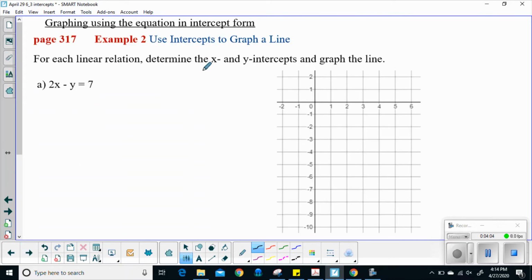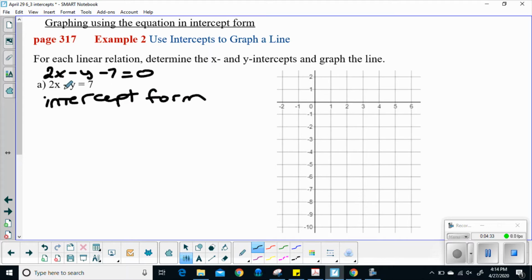All right, how about using intercepts to graph a line? And this time we're going to look at an equation. So remember yesterday when we talked about standard form of the equation, this one, if we had converted it into standard form, would look like 2x - y - 7 = 0. So the xy intercept form is actually not really that different. When I have the number on this side, this is in intercept form. And it's telling me some very important information right here.